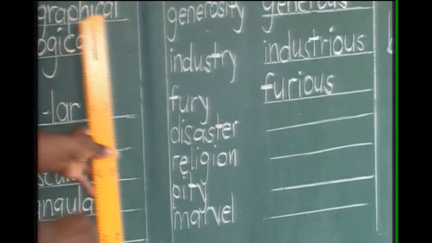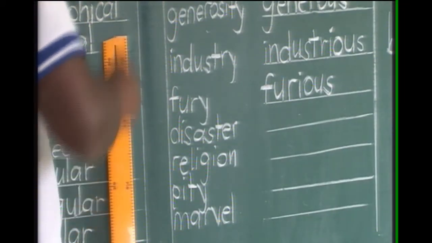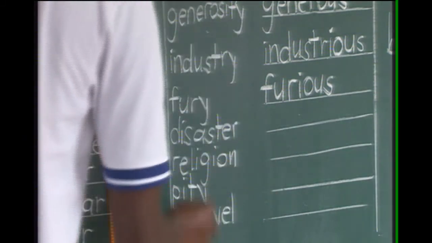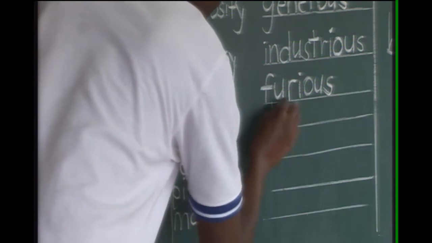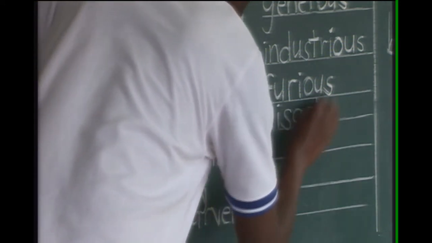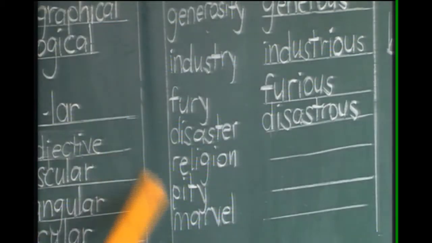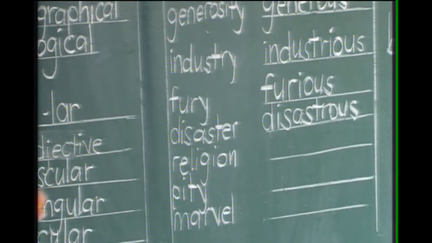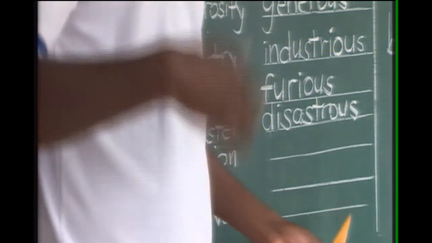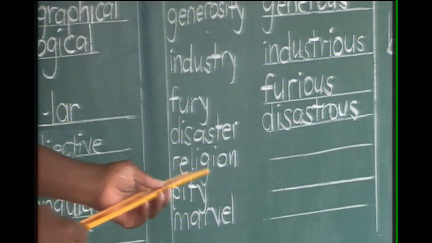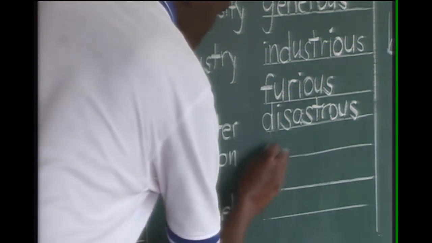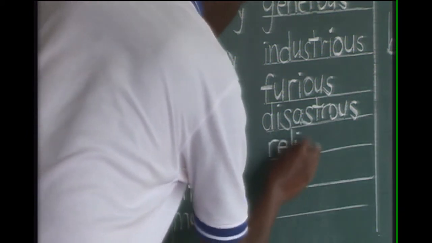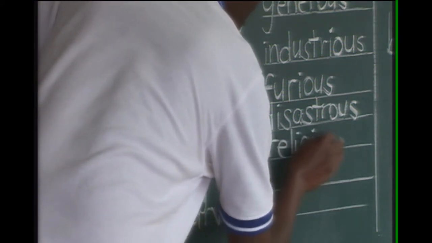Disaster. Our adjective formed using suffix OUS is disastrous. Disastrous means causing or resulting into disaster. Next is religion, where our answer is religious. The adjective is religious.